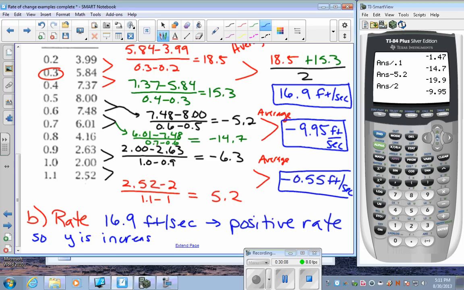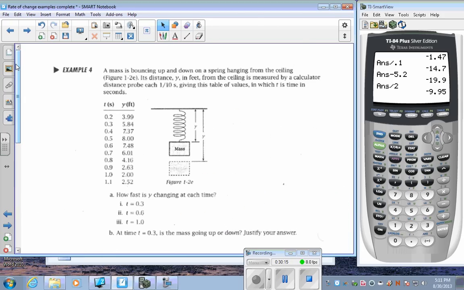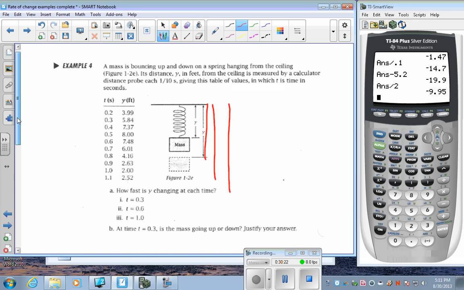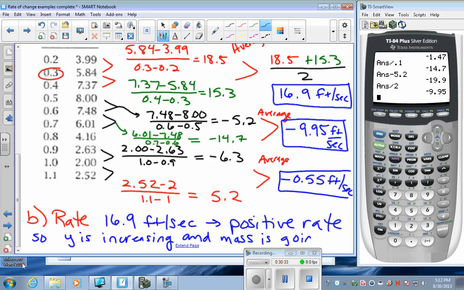And if y is increasing, we need to go back to the diagram. Let's go back to our diagram. In our diagram, if y is getting bigger and bigger and bigger, that means that the mass is moving down towards the ground. So the question is the mass going up or down? And that means the mass is going down. And we are finished with our rate of change examples.